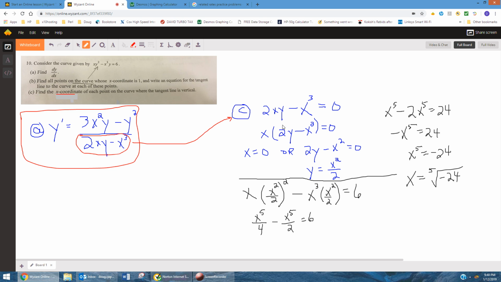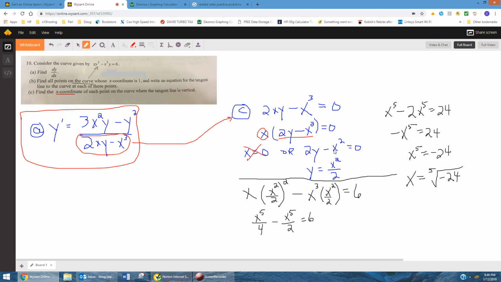The first thing I did was factor out an x from each term, and then using the zero product property, I set this factor equal to 0, or this factor equal to 0. Now, if I try to plug x equals 0 back into the original equation, I get 0 equals 6, which is not ever true. So this really is not an x-coordinate of a point on the curve. 0 is not in the domain of this function.